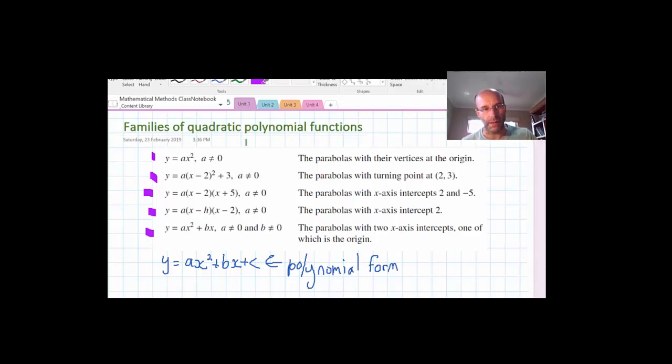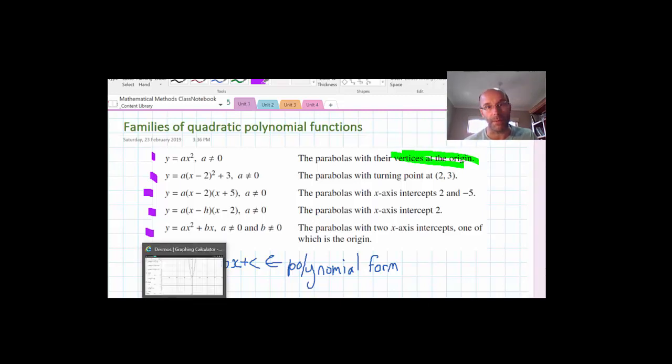Number one on our list, y equals ax squared. So these have their vertices at the origin. When I say these, it's a family of functions, which means an infinite number. So the family is infinitely big because a is a real number except for 0. So let's have a look at that.